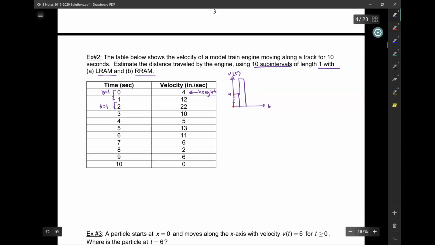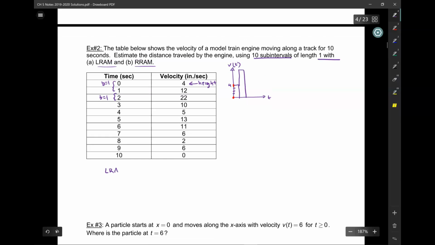So here's what we do. For LRAM, we're going to do the base, which is 1, times, you're already given the y values now. There is no calculating to be done. You just have to know which one to start with and where to end. So if I'm going to start with the 4, right, because that's the left-hand side, then it's just all the numbers starting at 4 until the second to the last one. So 4 plus 12 plus 22 plus 10, 5, 13, 11, 6, 2, 6.